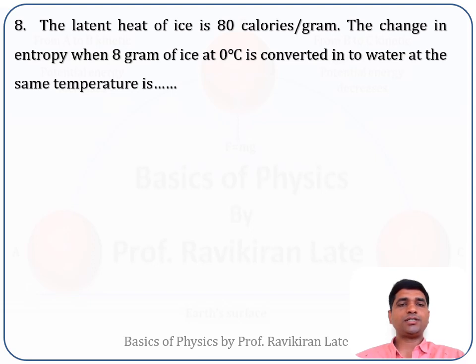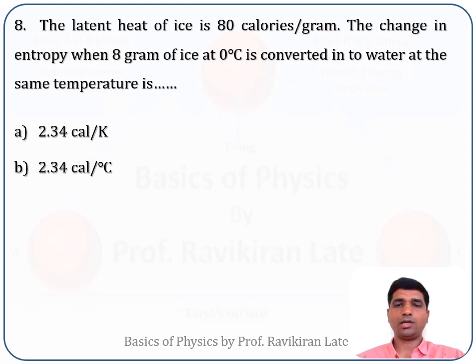So the next question is, the latent heat of ice is 80 calories per gram. The change in entropy when 8 gram of ice at 0 degrees Celsius is converted at the same temperature is: option A 2.34, option B 2.34 calories per degree Celsius, 10 calories per gram and 10 calories per degree Celsius.